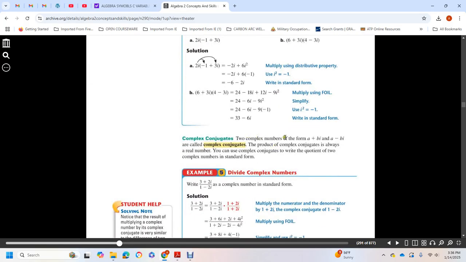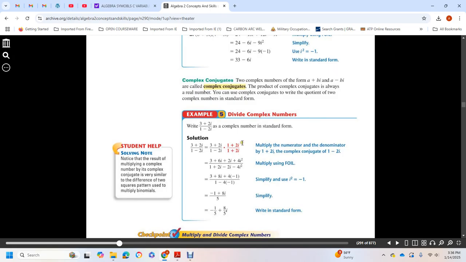Complex conjugates. Two complex numbers of the form a plus bi and a minus bi are called complex conjugates. The product of conjugates is always a real number. You can use the complex conjugates to write a quotient of two complex numbers in standard form.